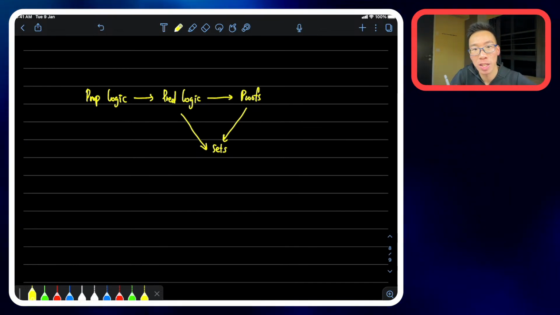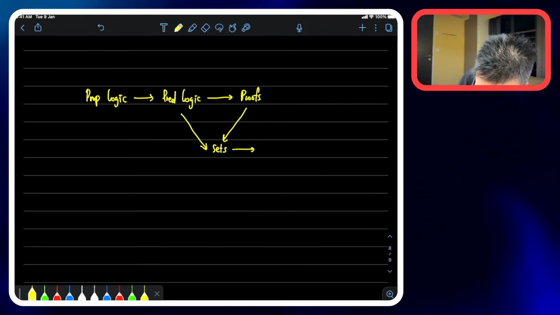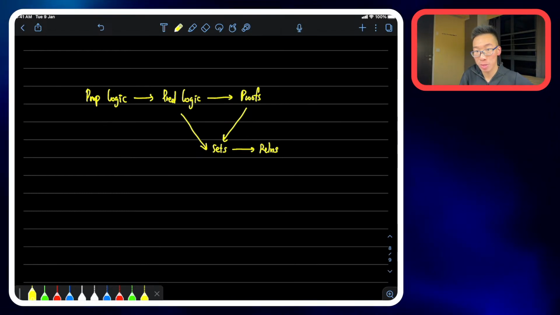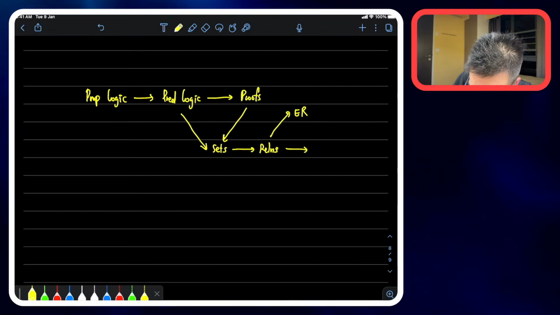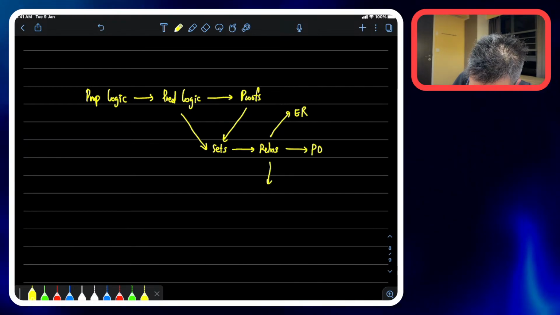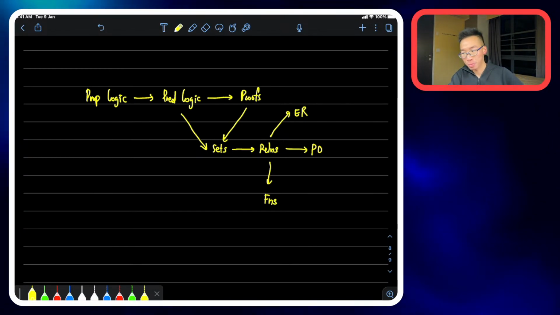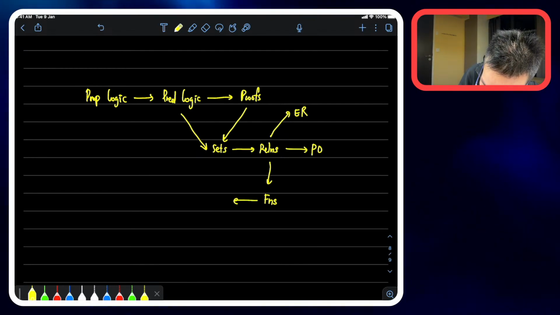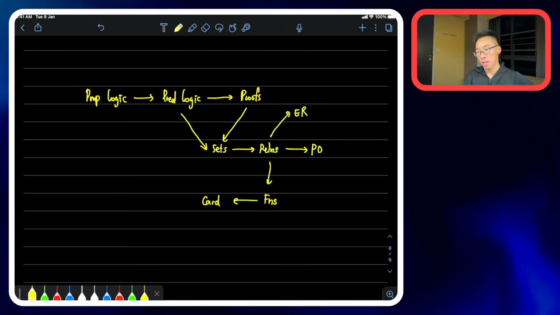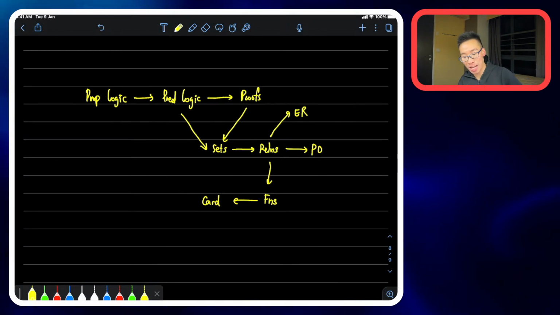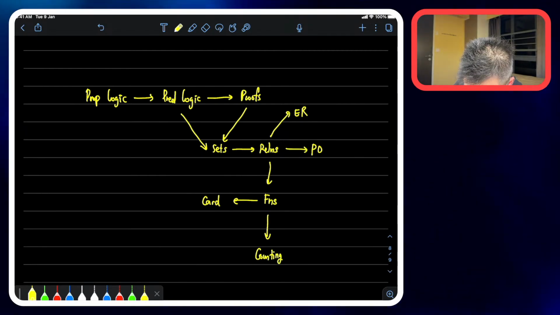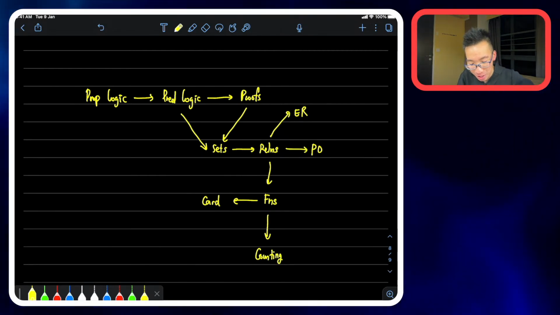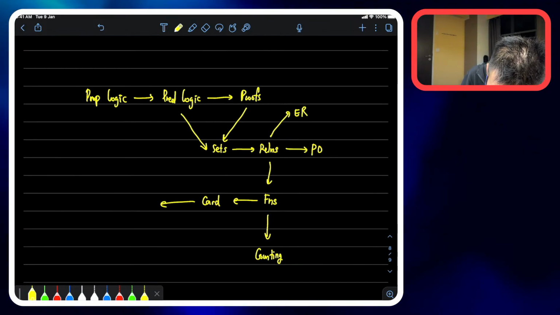So once we have sets, we can now talk about relations. Once we talk about relations, we can talk about a bunch of things called equivalence relations, partial orders, and functions. Following functions, we can discuss cardinality. And surprisingly, with the ideas in functions, we can even talk about counting, which is a very different idea from countability.